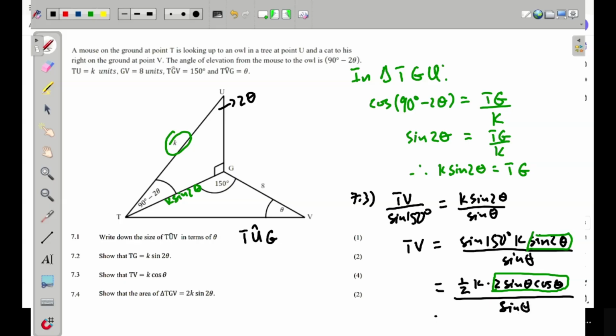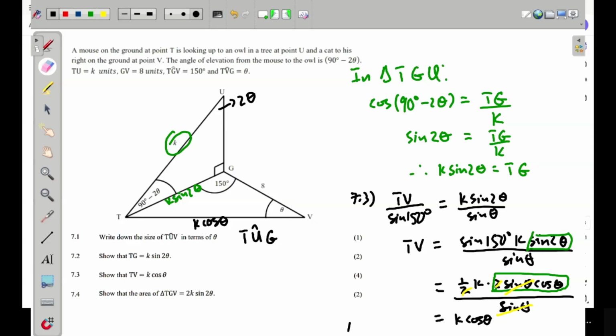The beauty of this, ladies and gentlemen, watch. A 2 times half is a 1. Sine theta will divide sine theta, and indeed you are left with K cos theta. So we have shown that TV, the side TV, is indeed K cos theta.